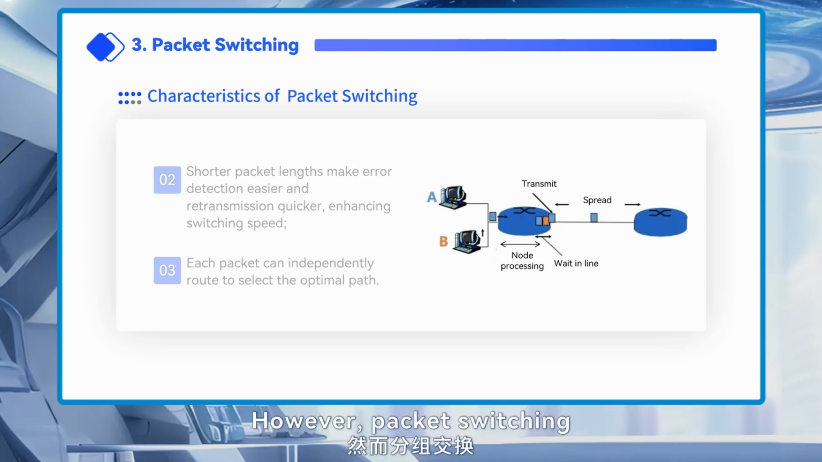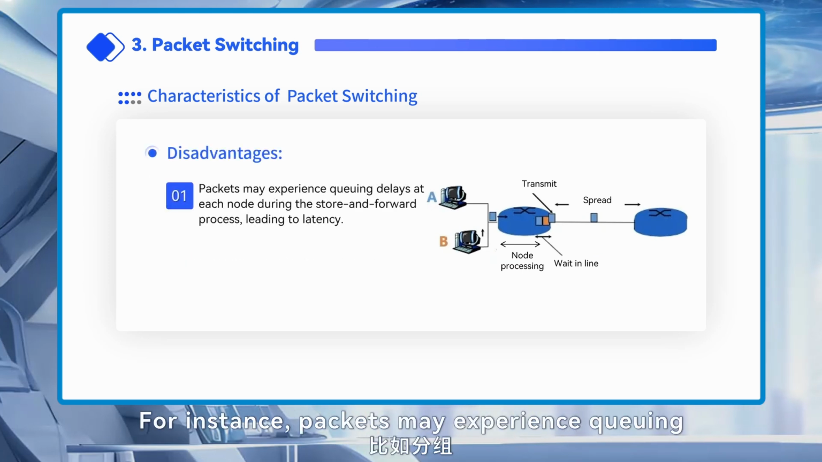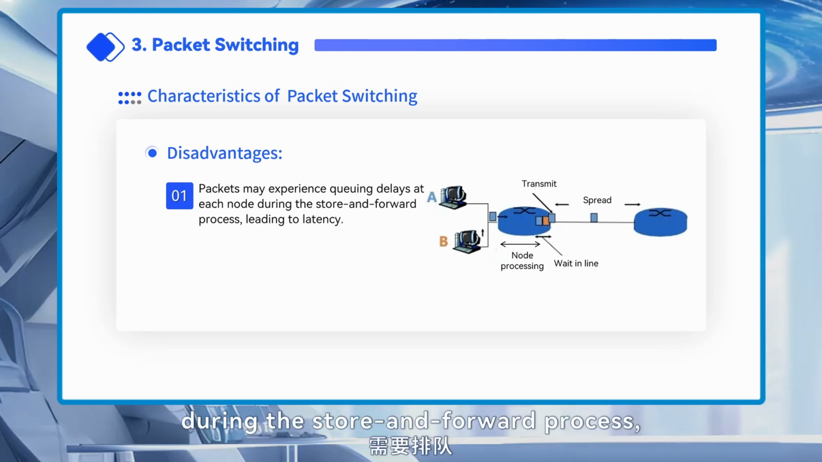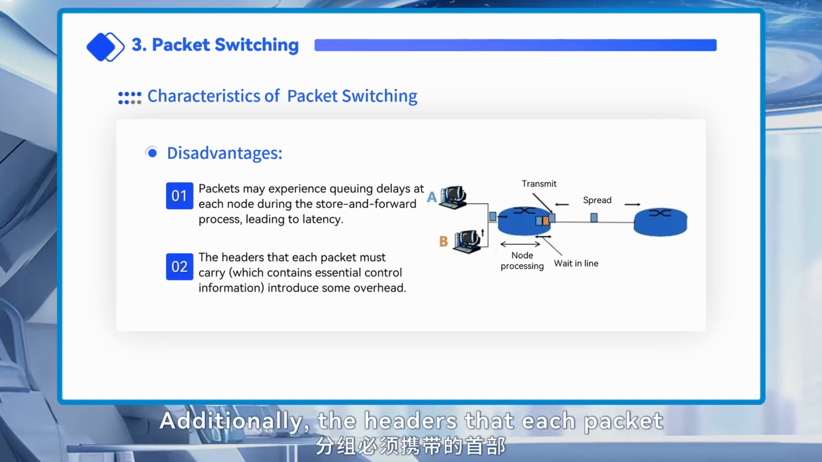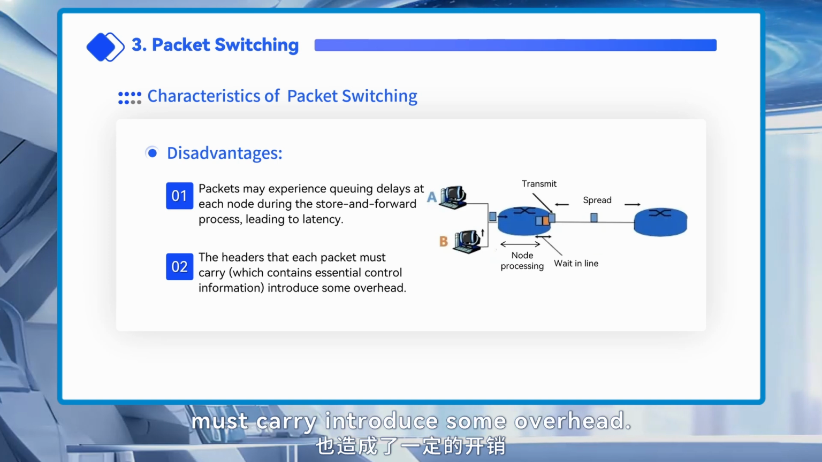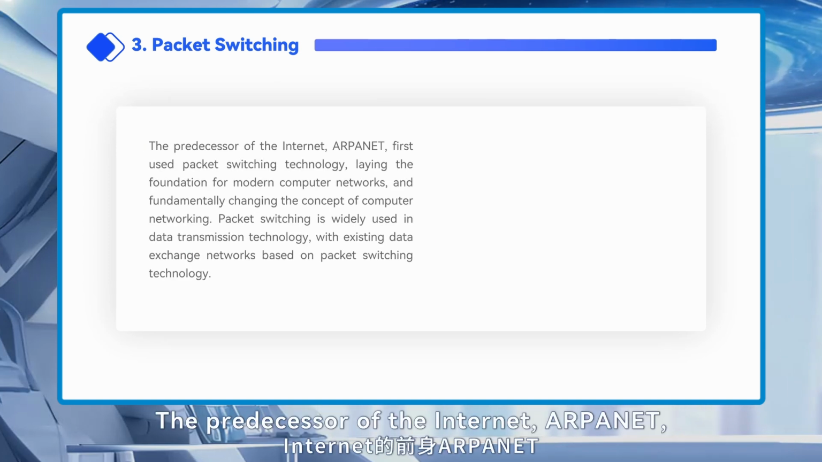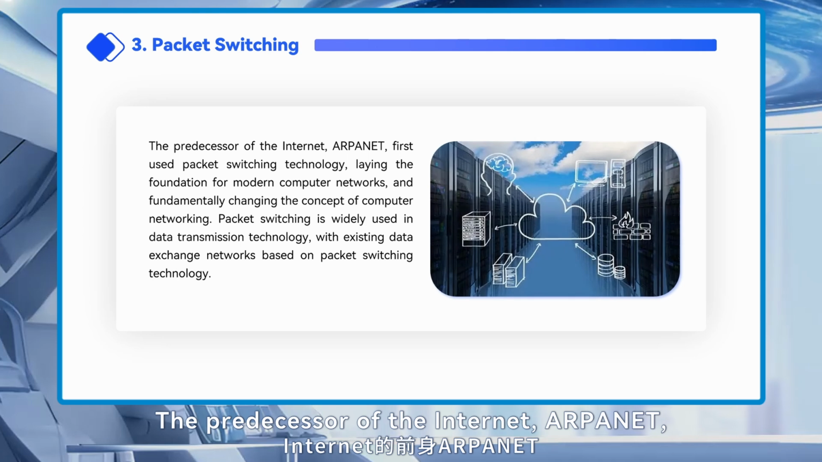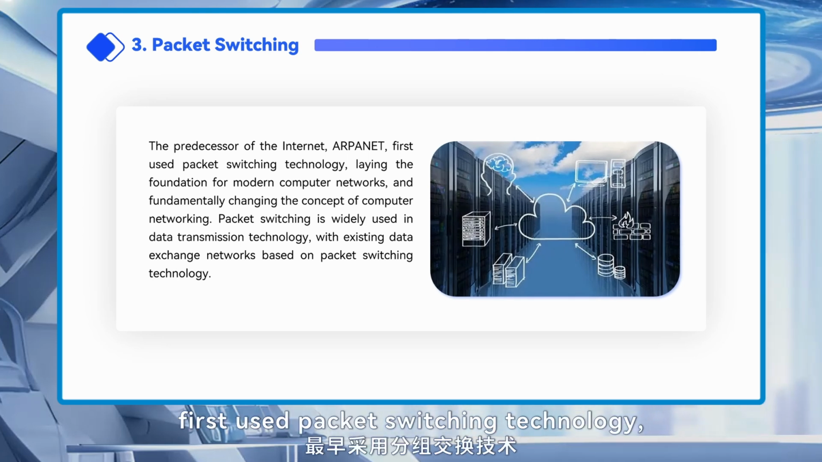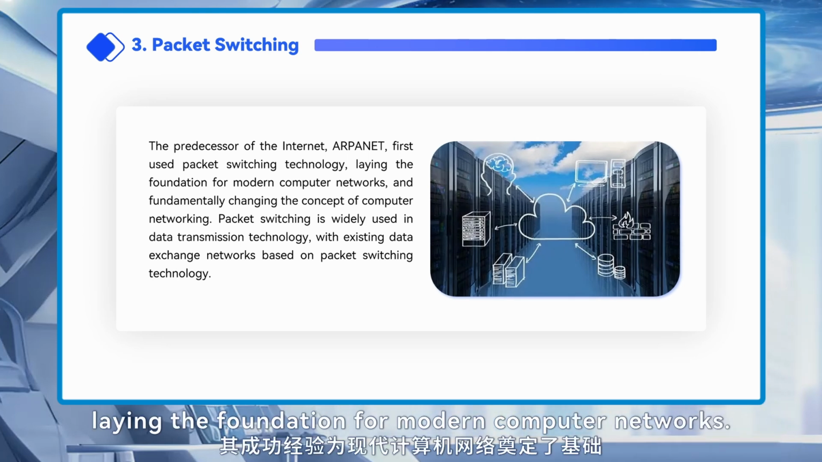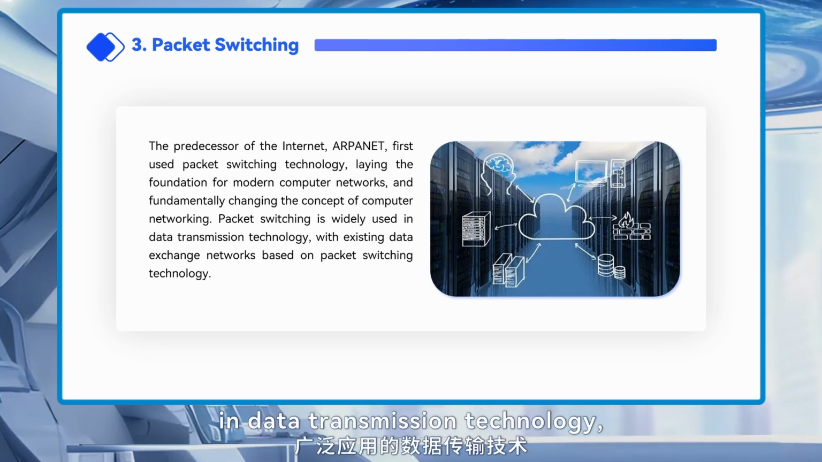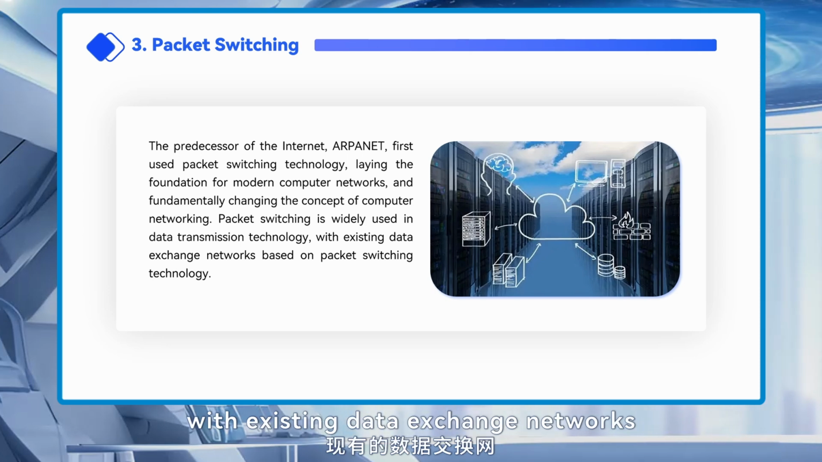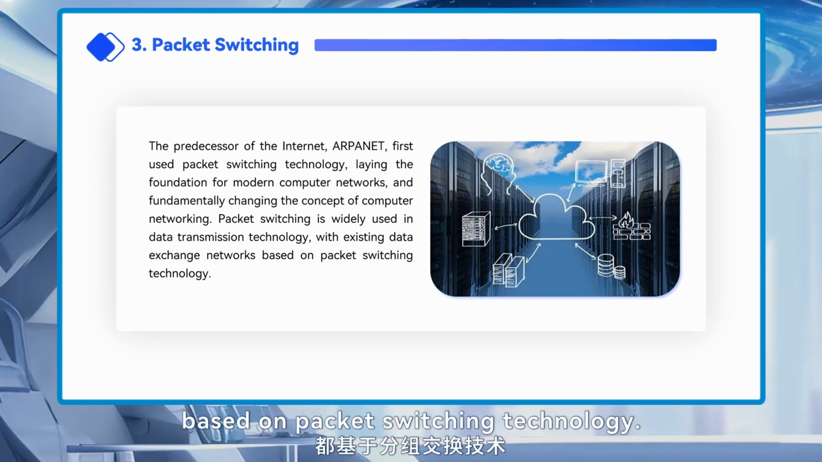However, packet switching also has some disadvantages. For instance, packets may experience queuing delays at each node during the store and forward process, leading to latency. Additionally, the headers that each packet must carry introduce some overhead. The predecessor of the Internet, ARPANET, first used packet switching technology, laying the foundation for modern computer networks. Packet switching is widely used in data transmission technology, with existing data exchange networks based on packet switching technology.